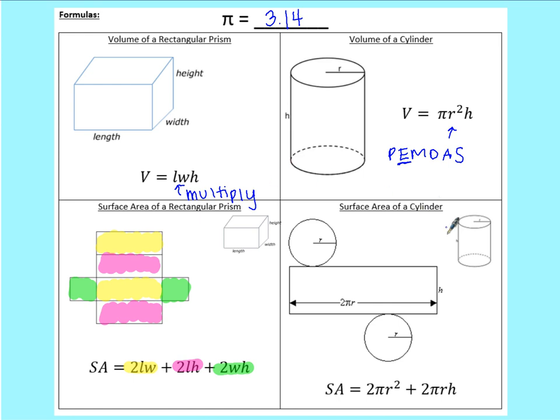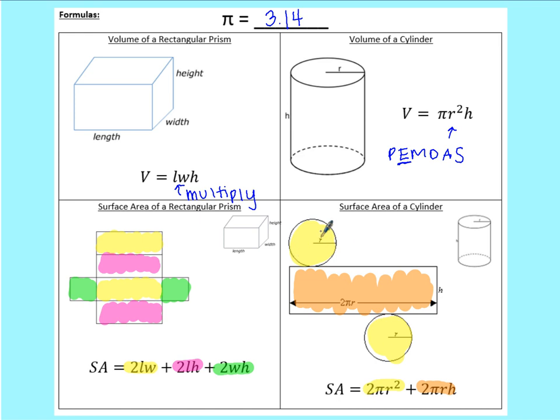Moving on to the surface area of a cylinder, same idea, it's still surface area, so you're just trying to find what is covering the outside. So here we have the net of our cylinder, and this time we have surface area equals 2 pi r squared plus 2 pi r h. So with our surface area here, we have our area of both of these circles.